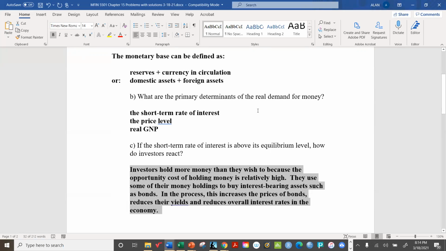And this is why, because investors will not sit there and say, well, we've got more money than we want. What this means is that you've got way more money in your checking account than you really need. So what do you do with it? You may decide to buy bonds with it or other types of securities. And in the process, interest rates start to drop and we'll end up back in equilibrium.